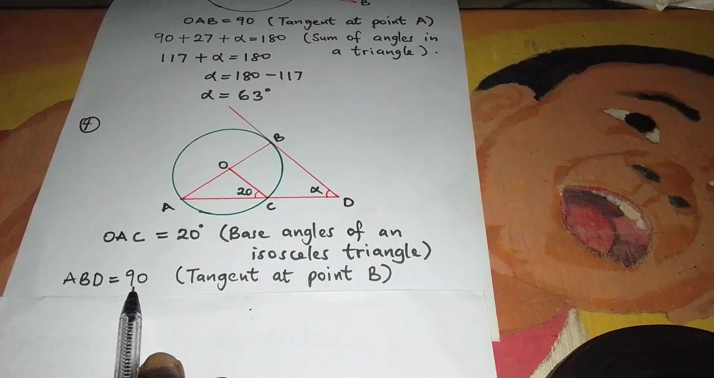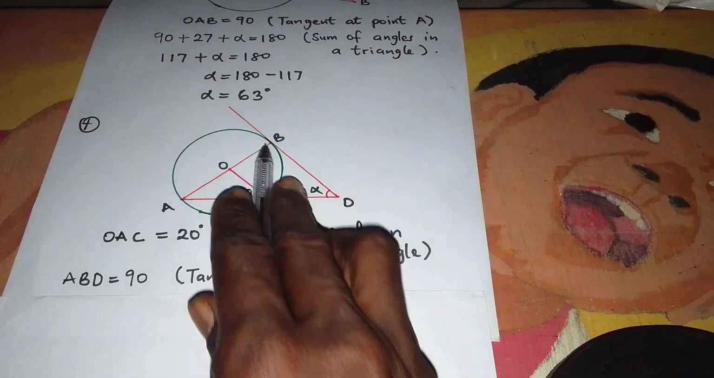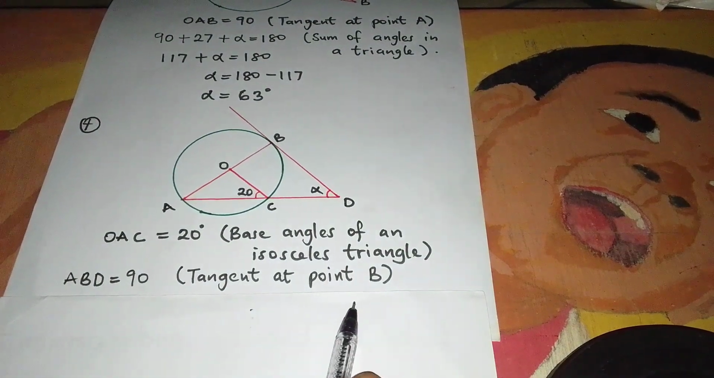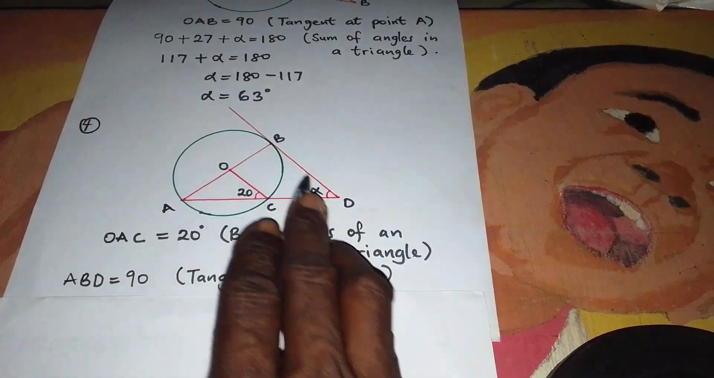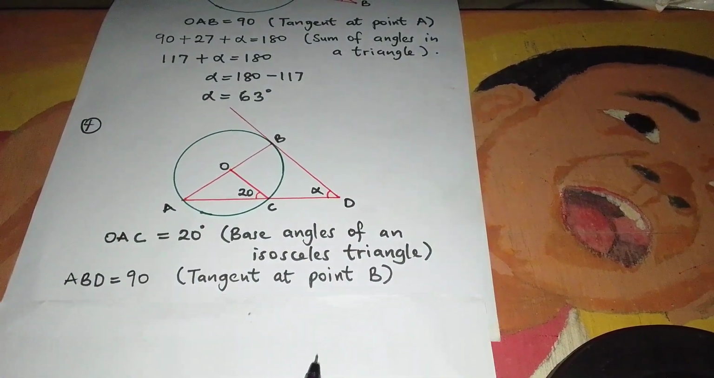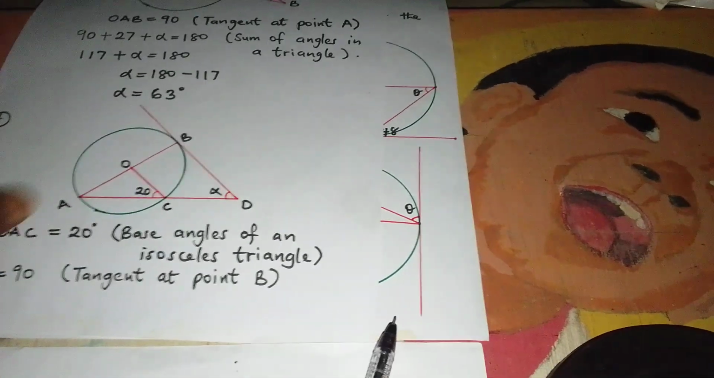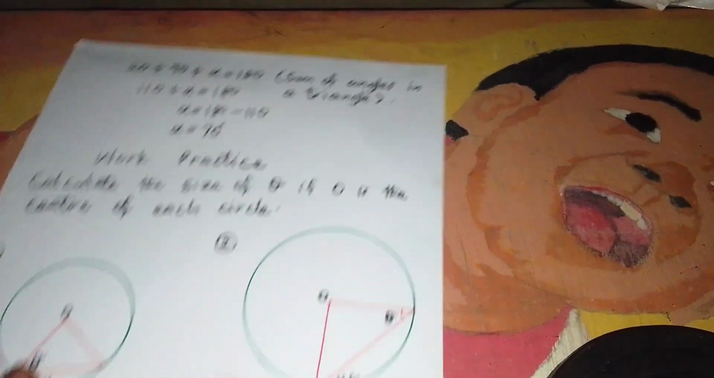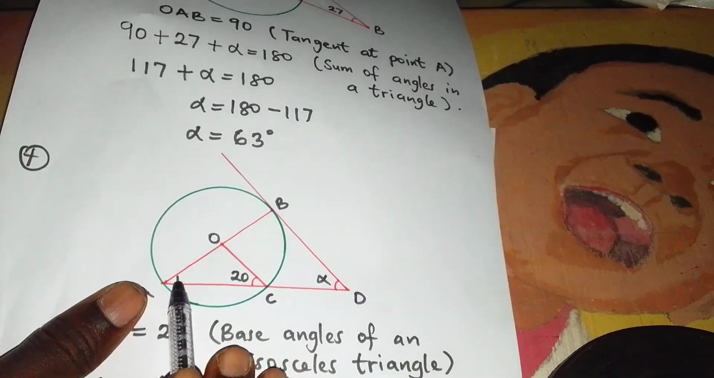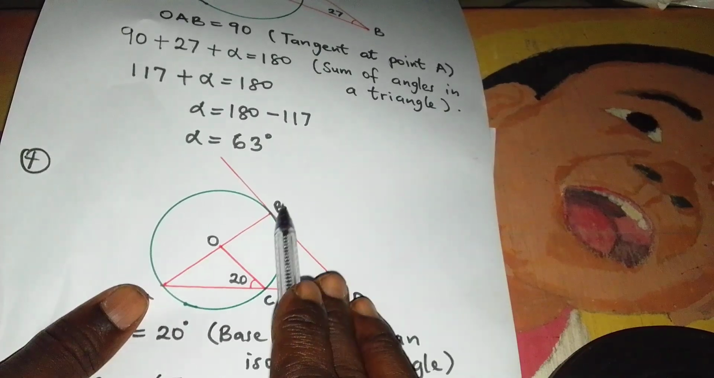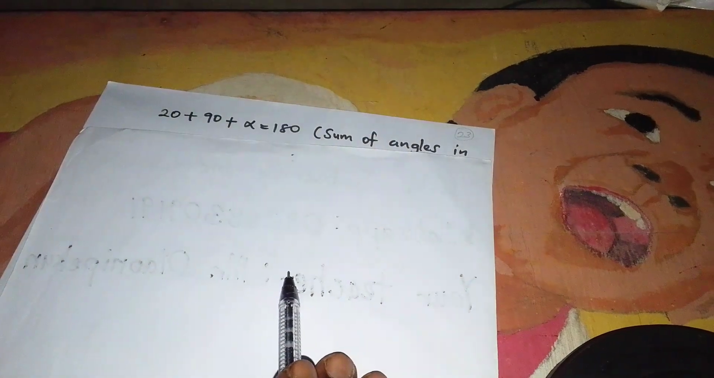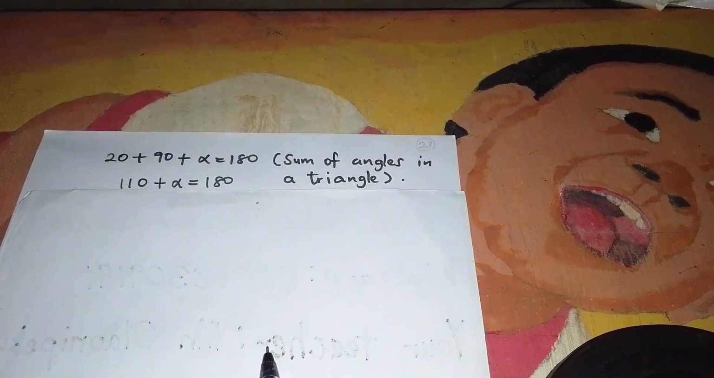So that means ABD, this angle should be 90 degrees. Tangent at point B. Now if you consider this whole triangle, this angle here which is 20, plus this angle we've identified to be 90, plus this alpha should be equal to 180. Why? Sum of angles in a triangle.